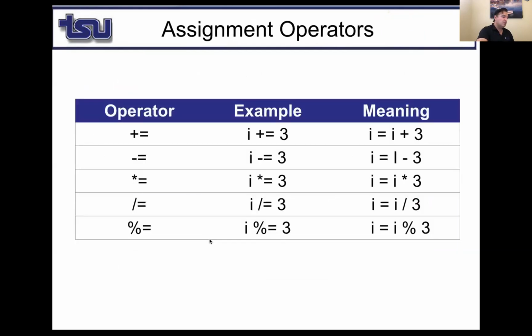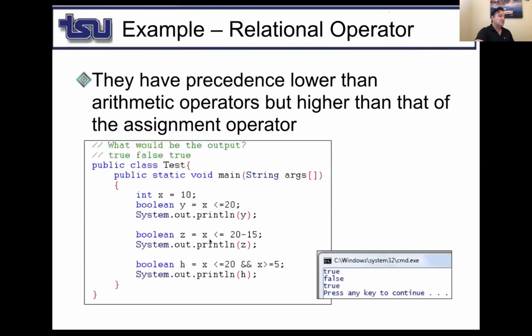Also, there is something called plus equal. Plus equal means add 3 to I. For example, when I say I plus equal 3, I is equal to I plus 3. Minus equal means I is equal to I minus 3. Times equal, I is equal to I times 3. Divide equal, I is equal to I divided by 3. Modulus equal, I is equal to I modulus 3. That's the shortened way to say certain operations.